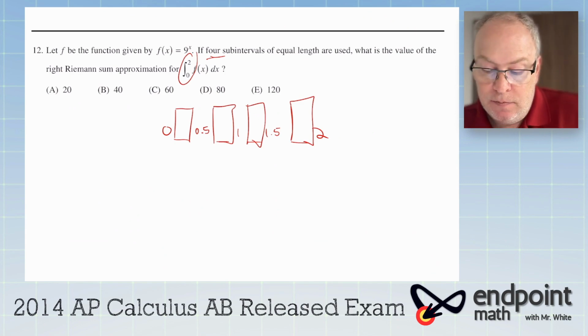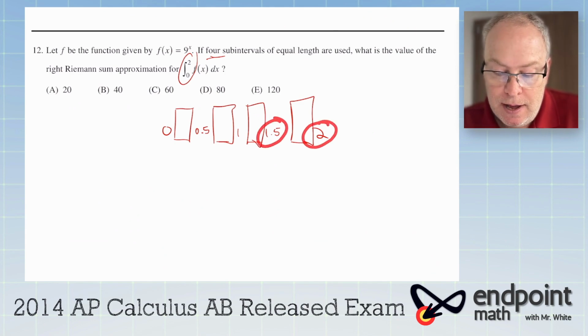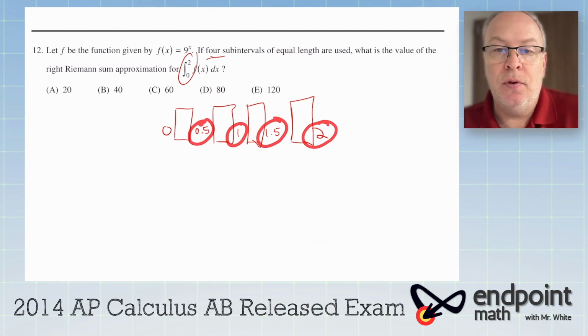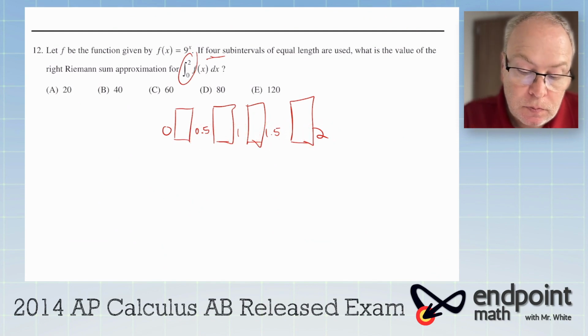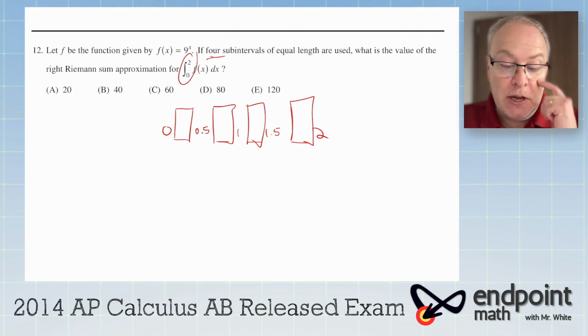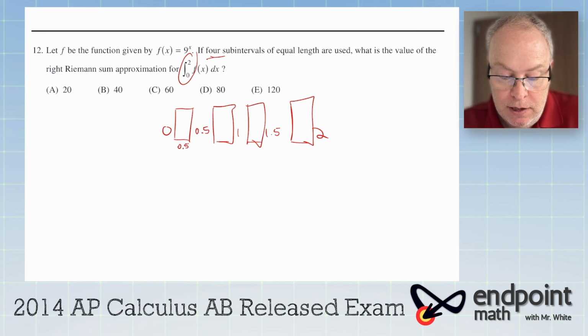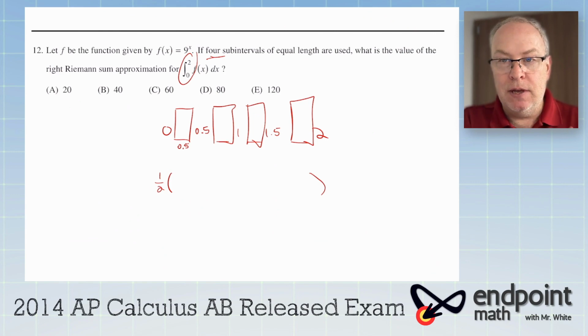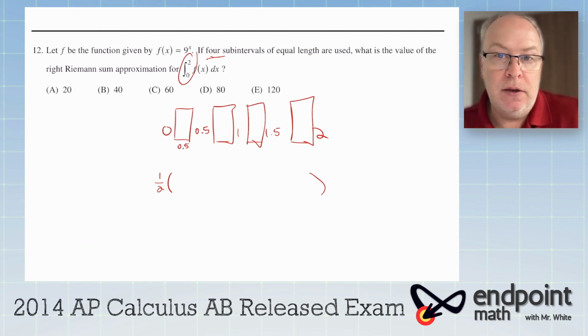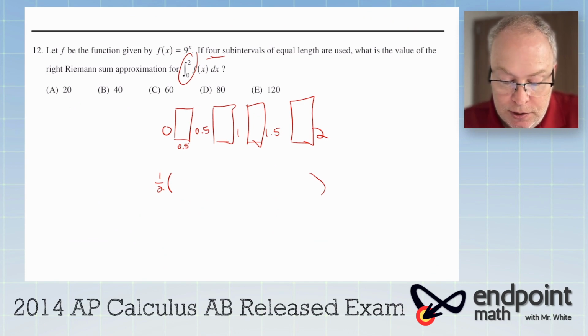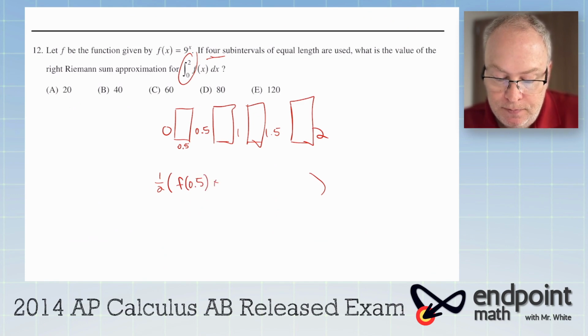And the height of the rectangle will happen on the right-hand values of this. So if you notice, each subinterval is 1/2 in width. These are all 0.5. So we're going to have 1/2 times. Now, we could do 1/2 times the height, 1/2 times the height, 1/2 times the height, or we could make it a little faster and use the distributive property to our advantage. So this is going to be f of 0.5 plus f of 1 plus f of 1.5.